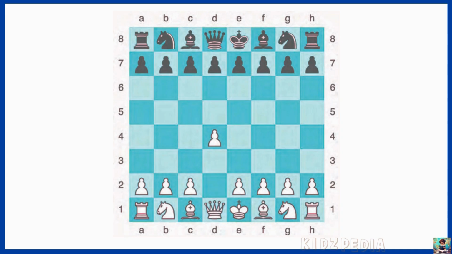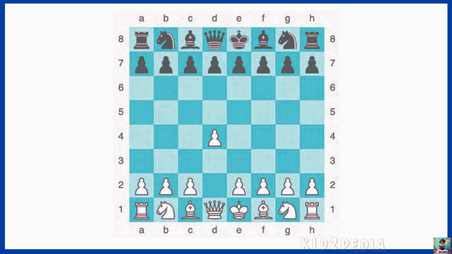So now it's your turn to play as black. If you move the queen's pawn, that is the pawn in front of the queen, 2 squares forward: 1, 2, what is the location? D5. So what was the original location of the pawn? D7. So the pawn moves from D7 to D5.